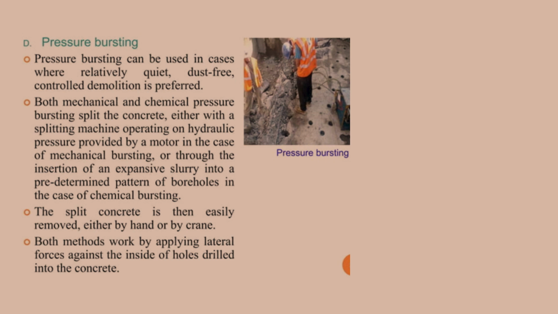in case of mechanical bursting, or through the insertion of expansive sludge into a predetermined pattern of boreholes in case of chemical bursting. The split concrete is then easily removed either by hand or by crane. Both methods work by applying lateral force against the inside of holes drilled into the concrete.